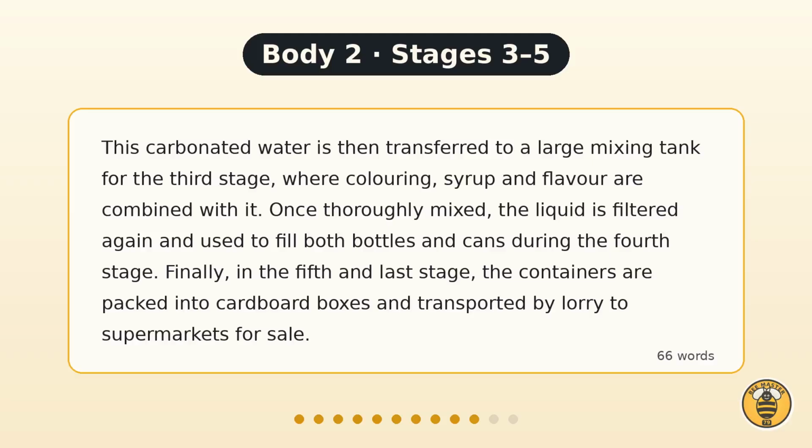And body paragraph 2, stages 3 to 5. This carbonated water is then transferred to a large mixing tank for the third stage, where coloring, syrup, and flavor are combined with it. Once thoroughly mixed, the liquid is filtered again and used to fill both bottles and cans during the fourth stage. Finally, in the fifth and last stage, the containers are packed into cardboard boxes and transported by lorry to supermarkets for sale.